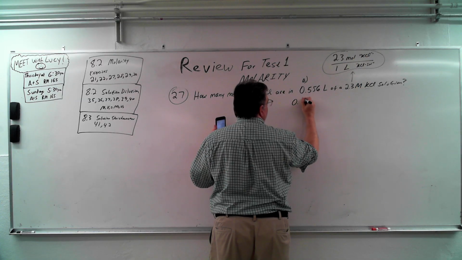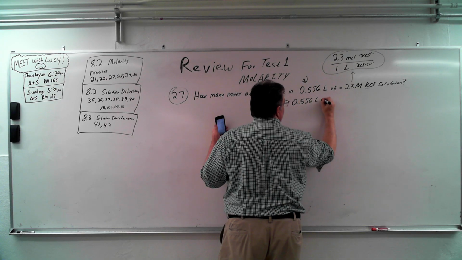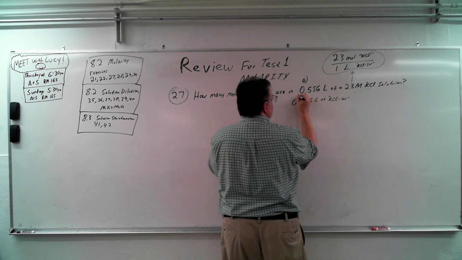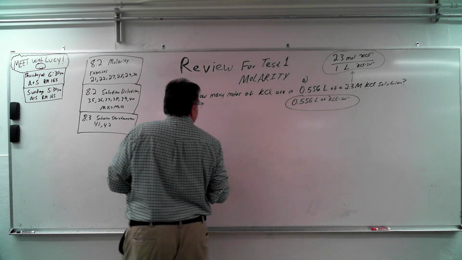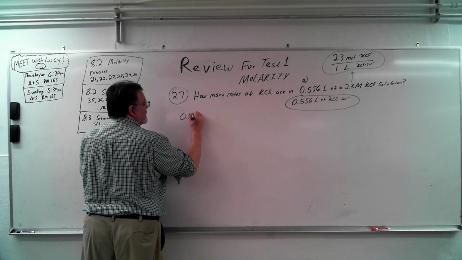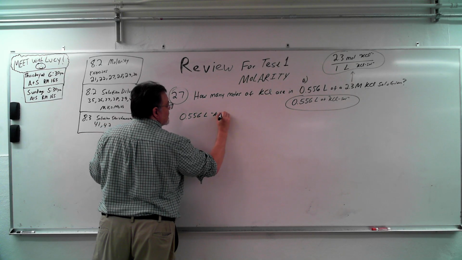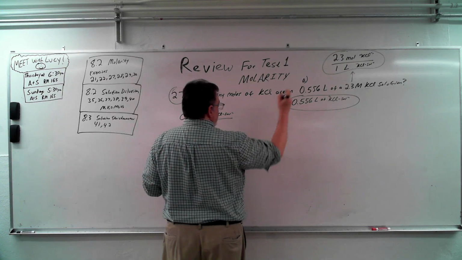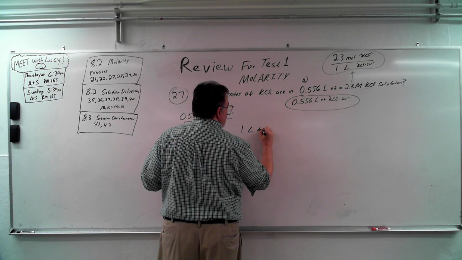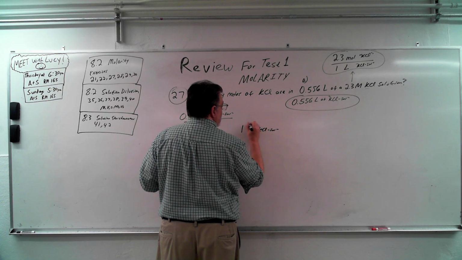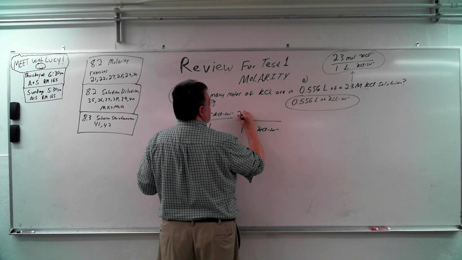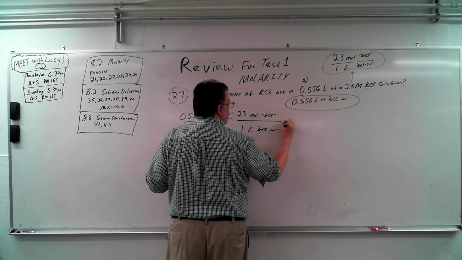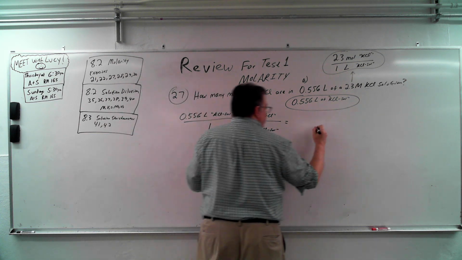If I wrote it more formally, I would go 0.556 liters KCl solution. Now we need liters of KCl solution on the bottom, and 2.3 moles of KCl. These will cancel and we'll end in moles of KCl.